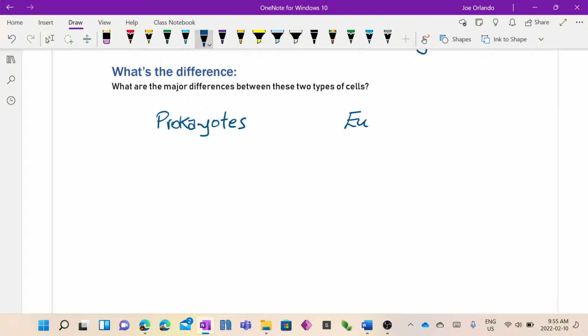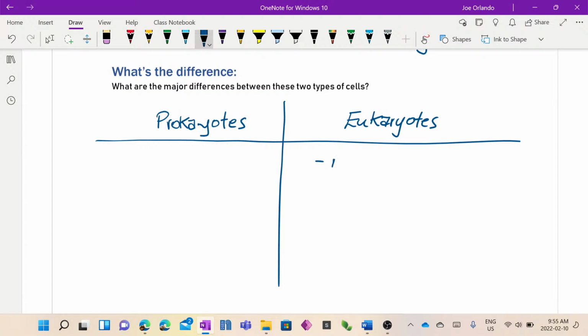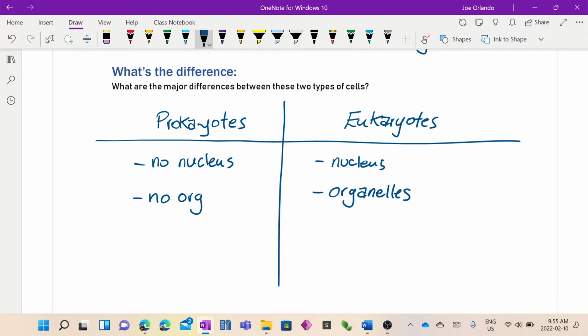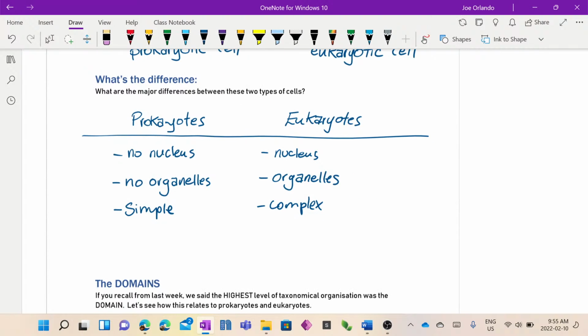prokaryotes and eukaryotes is that the eukaryotes have a nucleus. Prokaryotes have no nucleus. Eukaryotes have organelles. Prokaryotes have no organelles. Eukaryotic cells are complex, and at least in relative terms, prokaryotic cells are simple. All right, they're nice and simple.